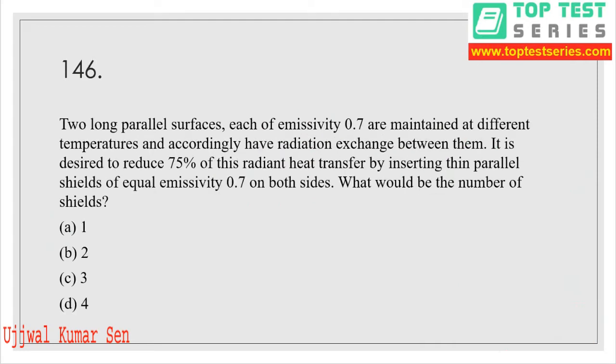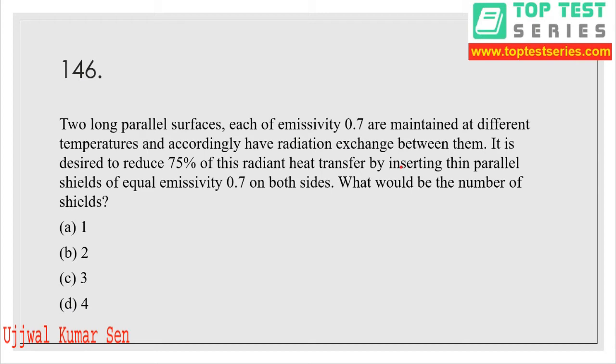Question number 146. What we have given: two long parallel surfaces, each of emissivity 0.7, are maintained at different temperatures and accordingly have radiation exchange between them. It is desired to reduce this radiant heat transfer by 75% by inserting thin parallel sheets of equal emissivity 0.7 on both sides. What would be the number of shells? We have to find out the number of shells, right?